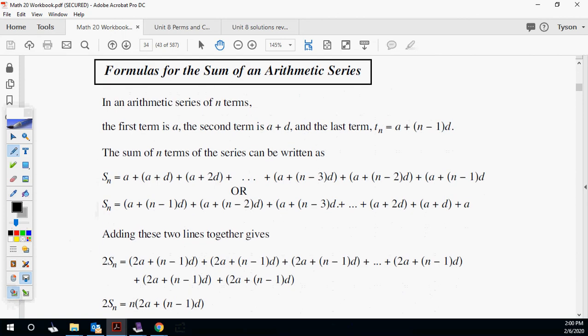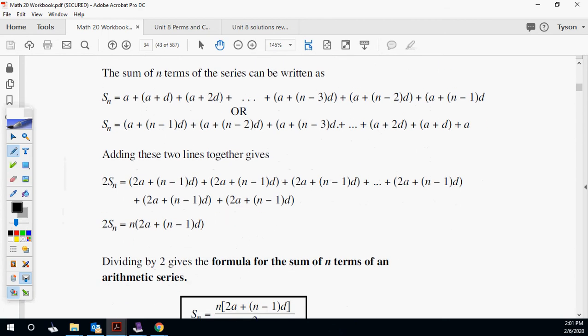So, formulas for the sum of an arithmetic sequence of n terms. First term is A. We need A and D and N still to do it. This is kind of just writing it out. I'm not going to read you through this because it's probably a little bit exhausting to focus on. There's a lot of stuff going on here.